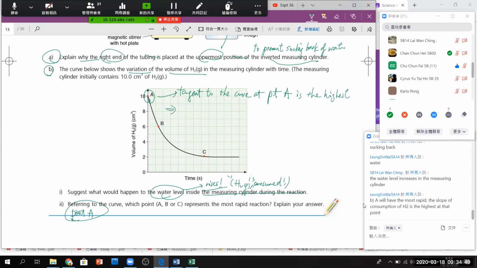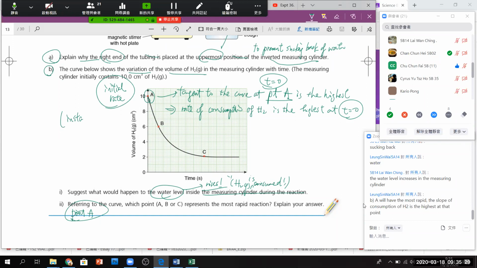which means the rate of consumption of hydrogen is the highest. At where? At point A. What does it mean? Point A is time equal to 0, and it is the highest at time equal to 0. So what do we call that? It is the initial rate, which means the instantaneous rate at time equal to 0.